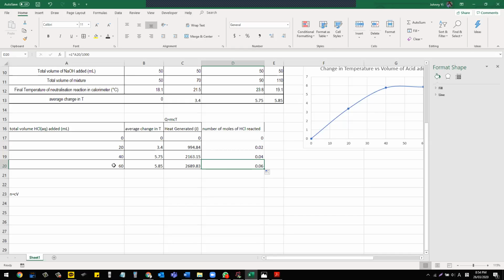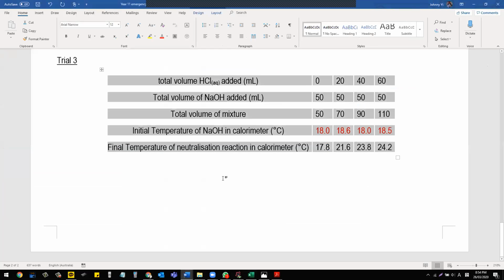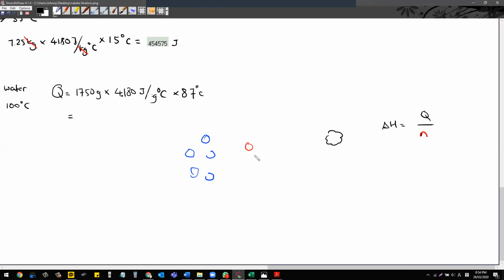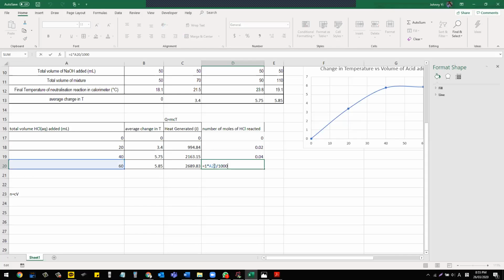However, there is something wrong with this one. When you add 60 mil, it's not going to be 60 mil times by the concentration, because when you add 60 mil, like I said before, there's only 5 moles. Only 5 will react with 5, right? So that doesn't count. So we need to be careful. So it must be just 50 mil. So it'll be only that much.